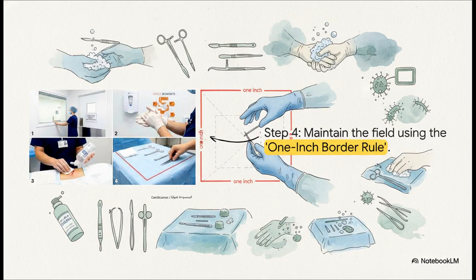And finally, step 4, field maintenance. Once you've set up your sterile field, you have to protect it. This is all about discipline, specifically the 1-inch border rule. See, the outer 1-inch edge of any sterile drape is considered contaminated. Nothing sterile can ever touch this border. It's a simple rule, but it demands constant vigilance.